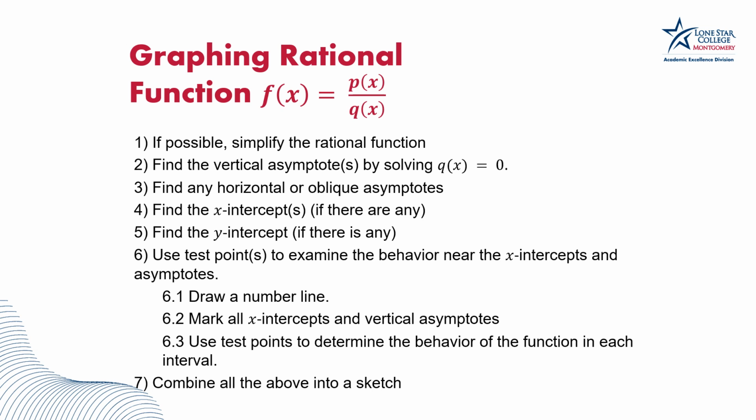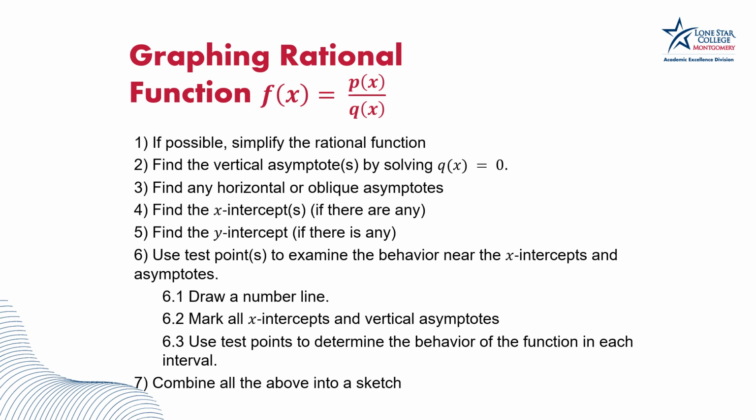Next step is to find the vertical asymptotes by solving our q of x, our denominator, equal to 0. Number 3 is finding any horizontal or oblique asymptotes. Then we want to find x-intercepts, if any, and then y-intercepts, if any. Now we use test points to examine the behavior near the x-intercepts and our asymptotes, and draw a number line, marking all x-intercepts and vertical asymptotes.